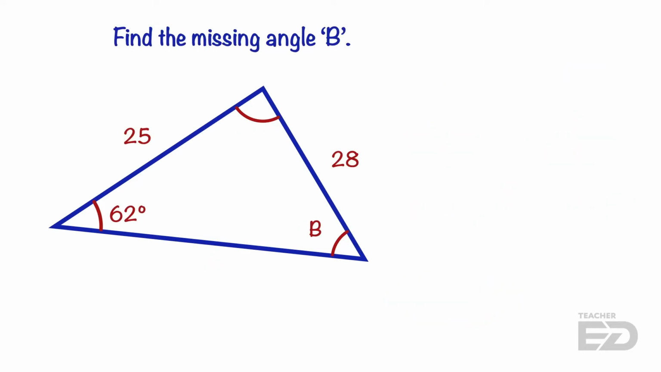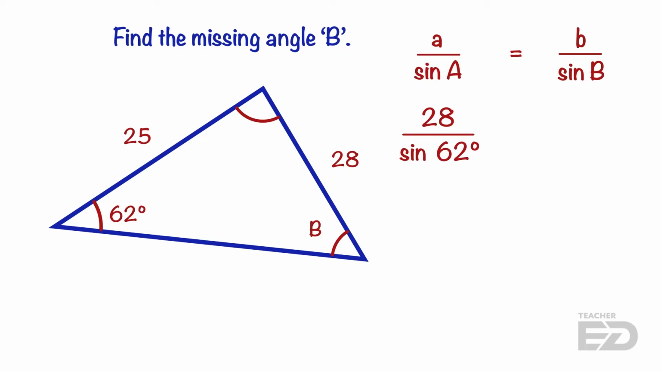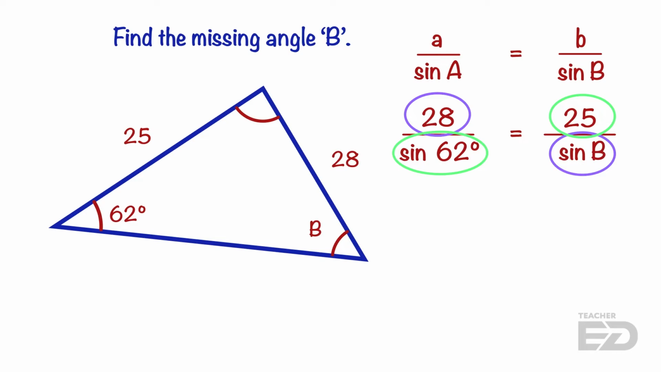Using the same proportions, we can find the missing angle B. We can set up the proportion of 28 over sine 62 degrees is equal to 25 over sine B. Remember our rules of proportions. It says that the numerator of ratio 1 times the denominator of ratio 2 equals the numerator of ratio 2 times the denominator of ratio 1. This means that sine B times 28 equals 25 times sine 62.